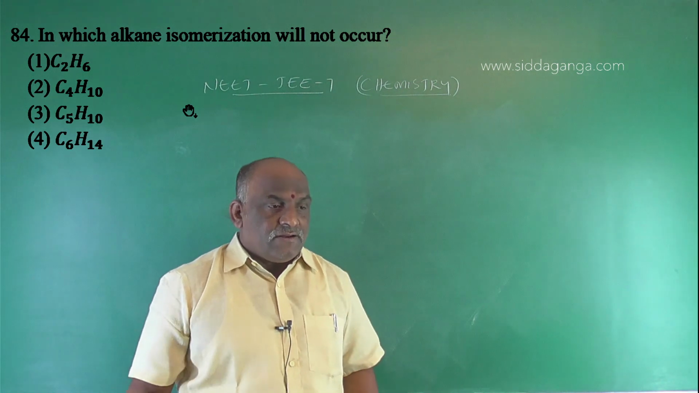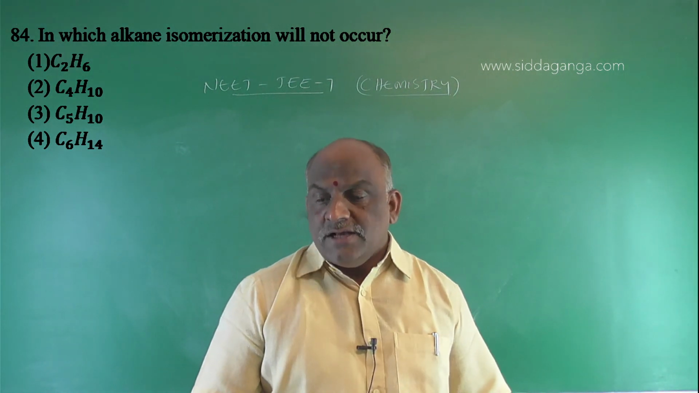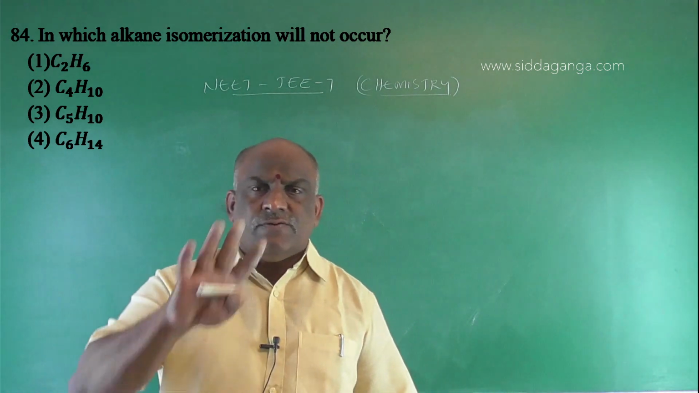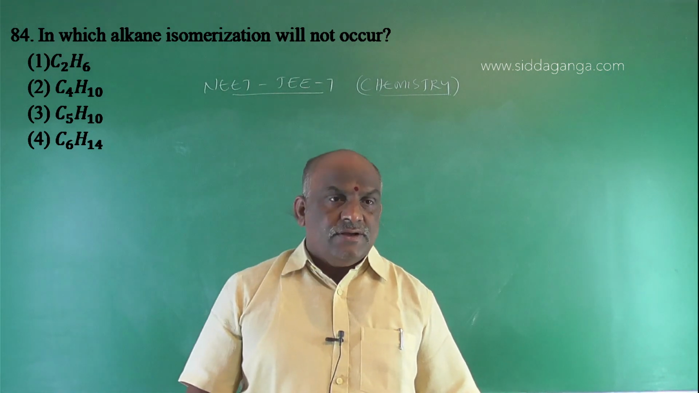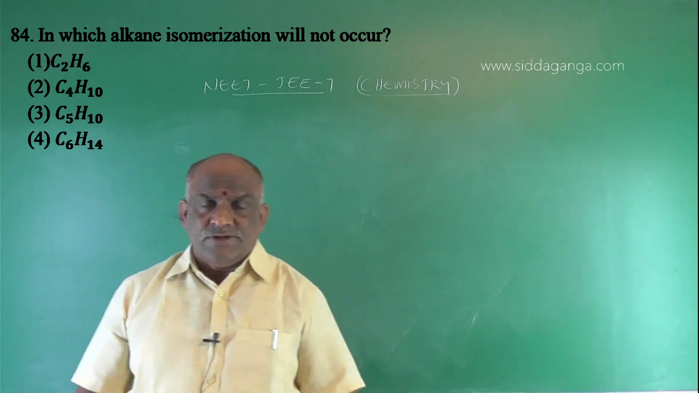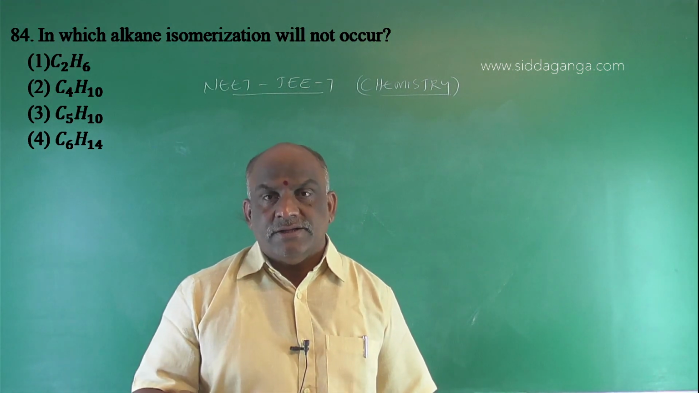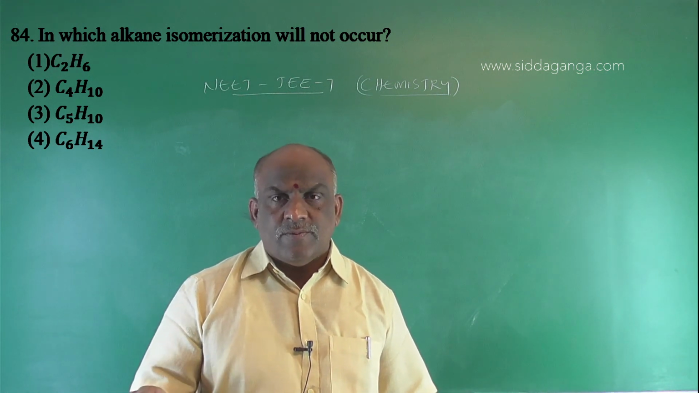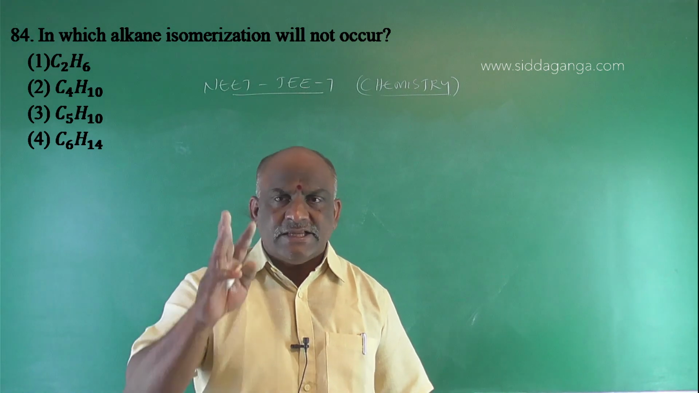In which alkane will isomerization not occur? Remember, my dear students, for isomerization we require at least 4 carbons. At least 4 carbons we can apply isomerization. For position isomers, at least we should go with 3 carbons: 1 alcohol, 2 alcohol; 1 chloropropane, 2 chloropropane; 1 propanol, 2 propanol. At least 3 carbons we require.